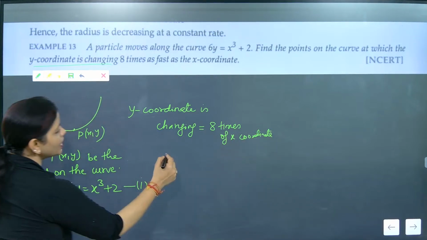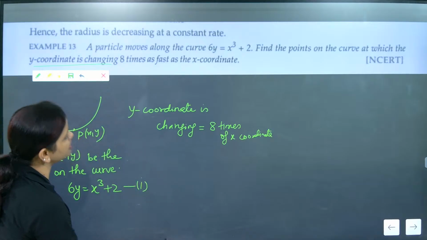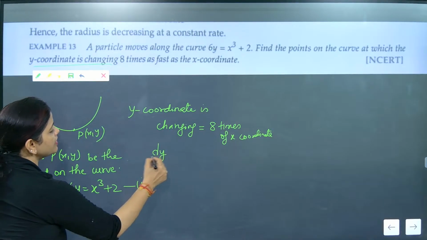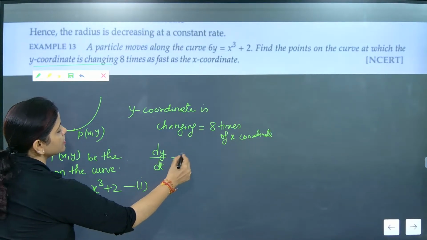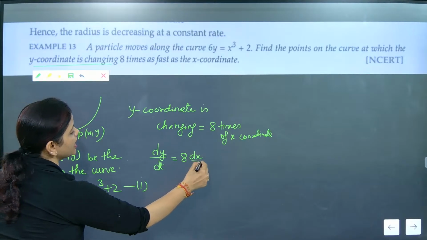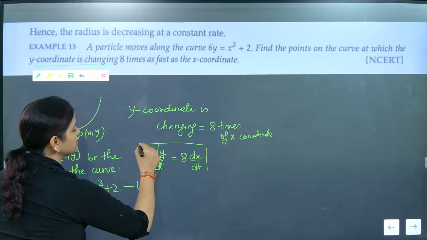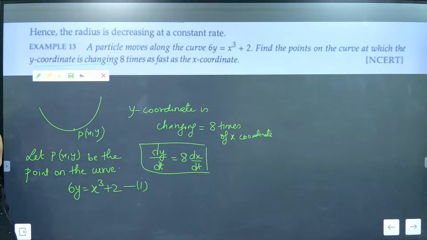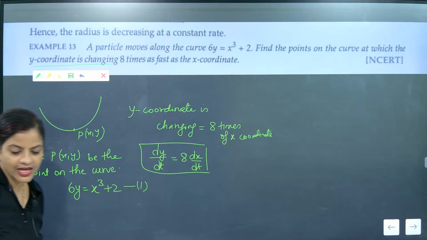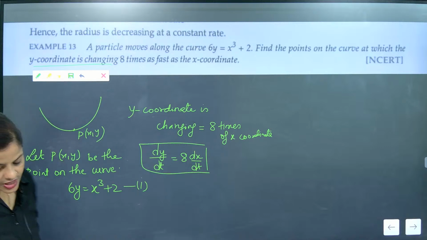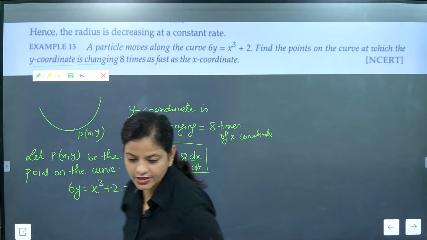Now beta, the rate of change we are going to apply. So dy by dt is equal to 8 times dx by dt. This is given to you. dy by dt is 8 times the x coordinate's rate, so dy by dt is equal to 8 times dx by dt. With the help of this only, we will be able to get the point.